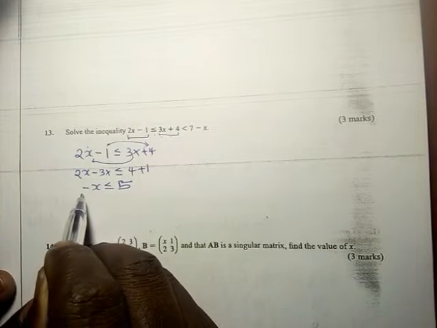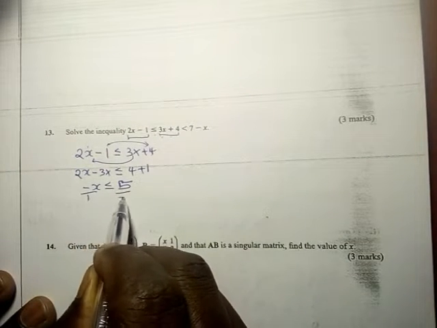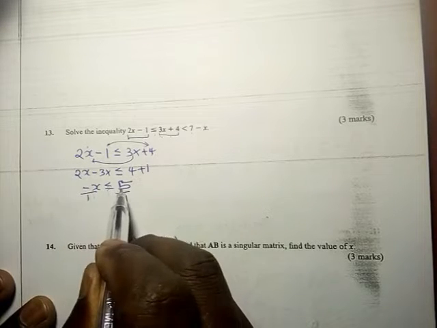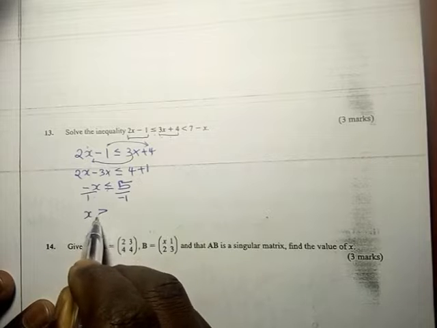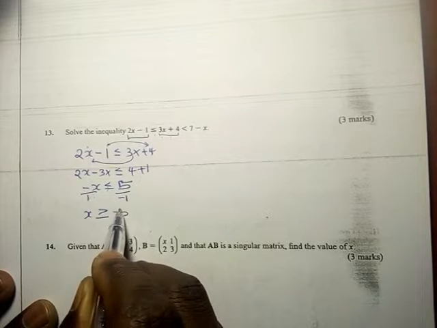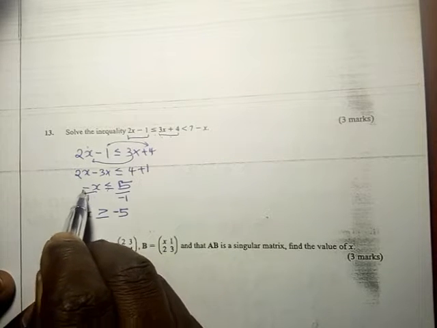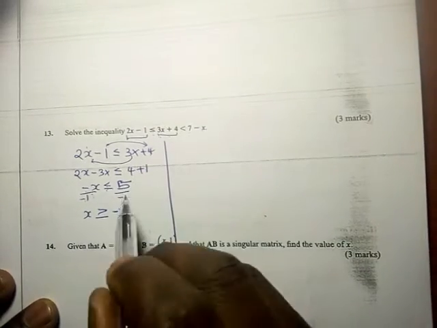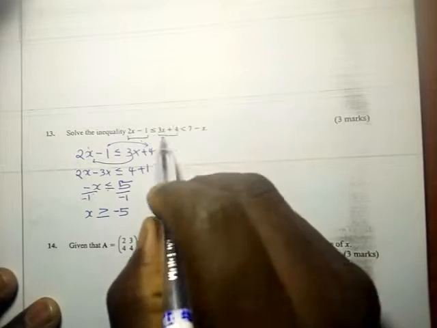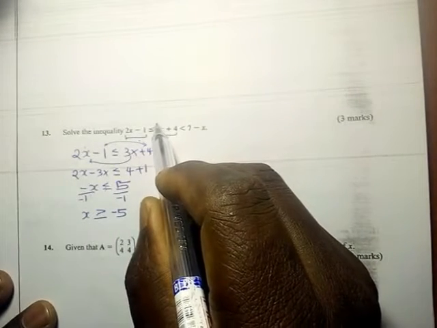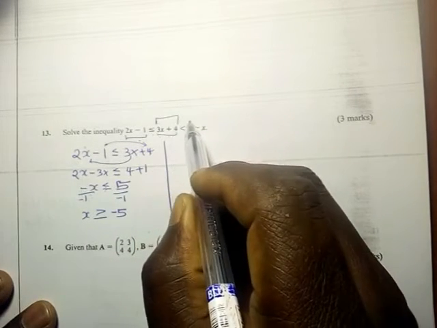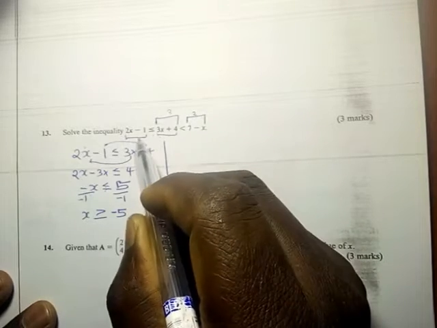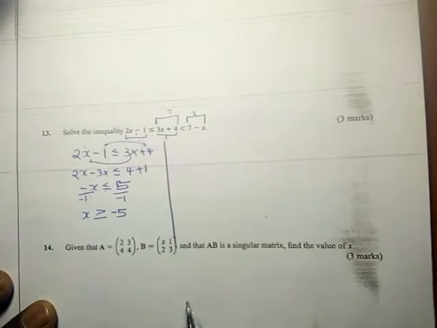So we divide by negative 1, and whenever we divide by a negative value of x, we change the sign to the other side. So x is going to be greater or equal to negative 5. Kwa sababu tumedivide by negative here on x value. So tumemaliza ya kwanza. Ya pili, tunachukua the second from here up to here, and this from here up to here. So this is the second one. This one was the first.